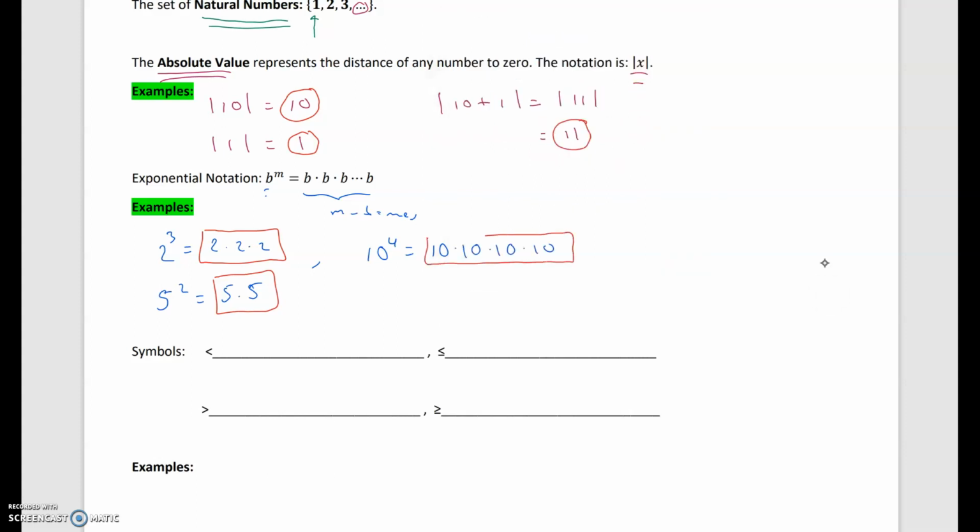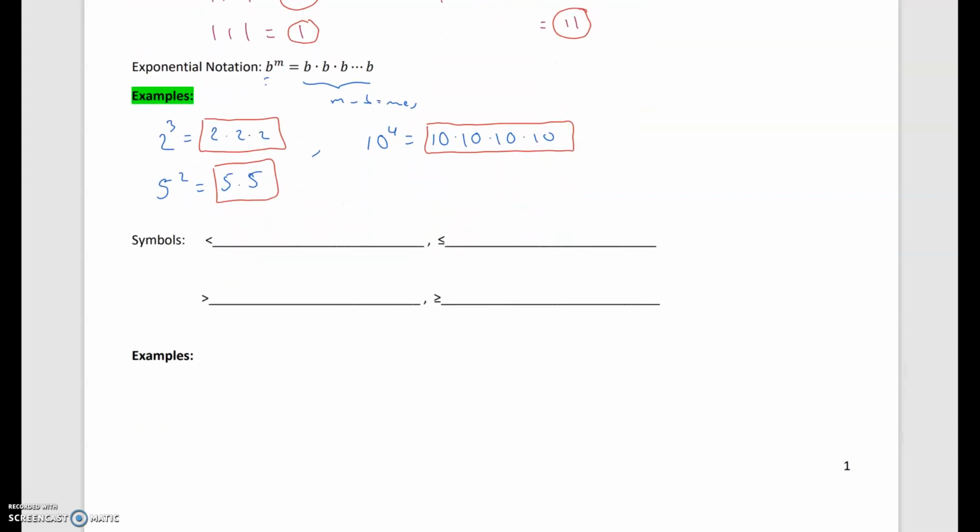So the value of 10 will be multiplied a total of 4 times for that one. Let's talk about symbols. So this symbol here represents less than. If you have the less than and then a line underneath, it represents less than or equal. And then if it's pointing in the other direction, it represents greater than, and in this case, greater than or equal.